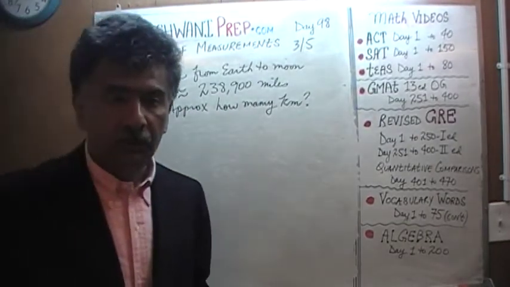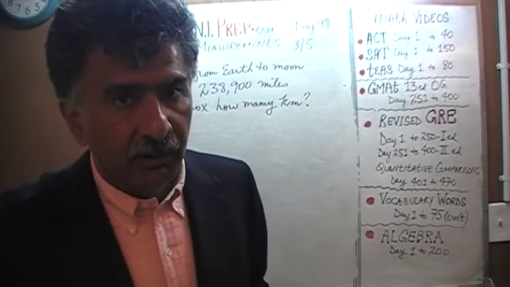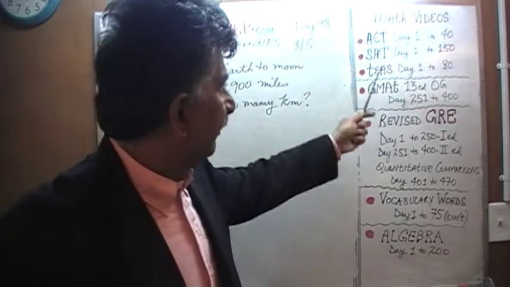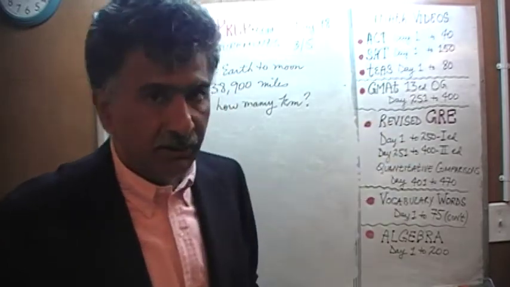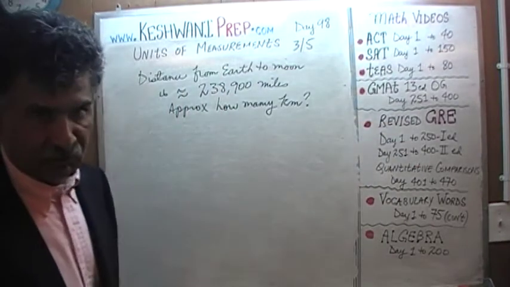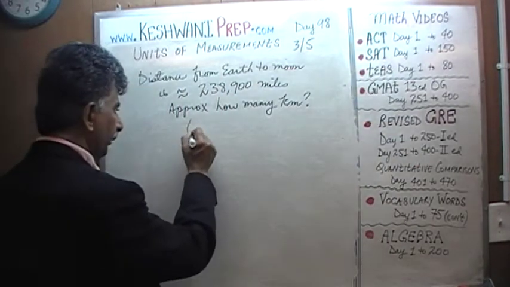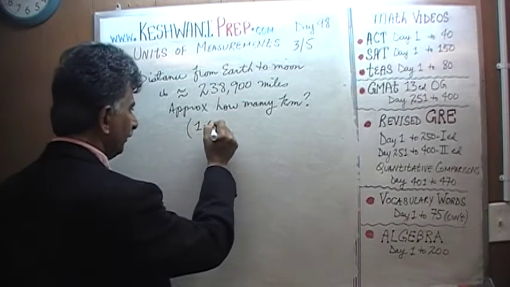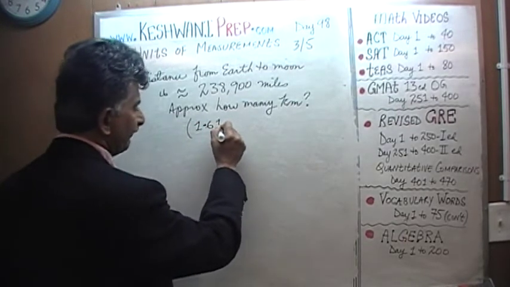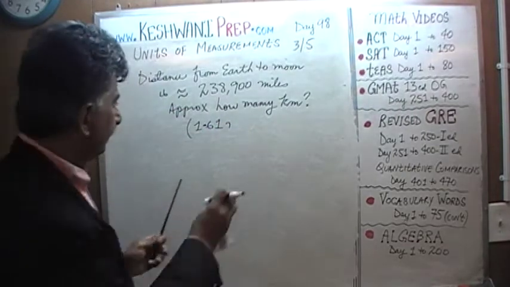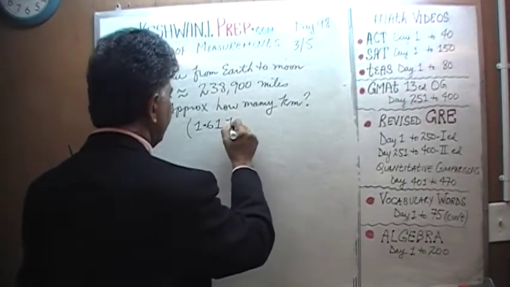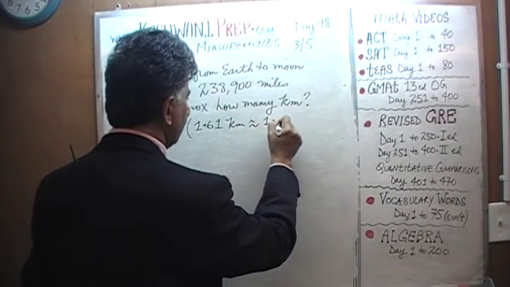Now, something like this is quite legitimate, quite fair game for it to appear in any of these tests, whether you're preparing for ACT, SAT, TEAS, GMAT or GRE. In any of these tests, something like this could appear, where they will tell you that 1.61 kilometers equals about 1 mile.